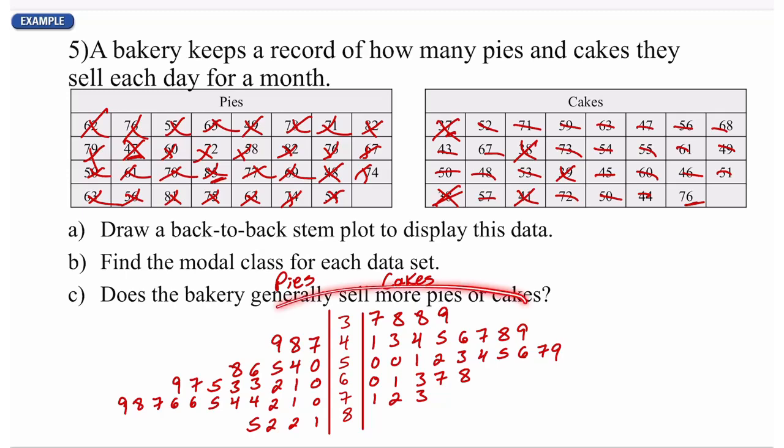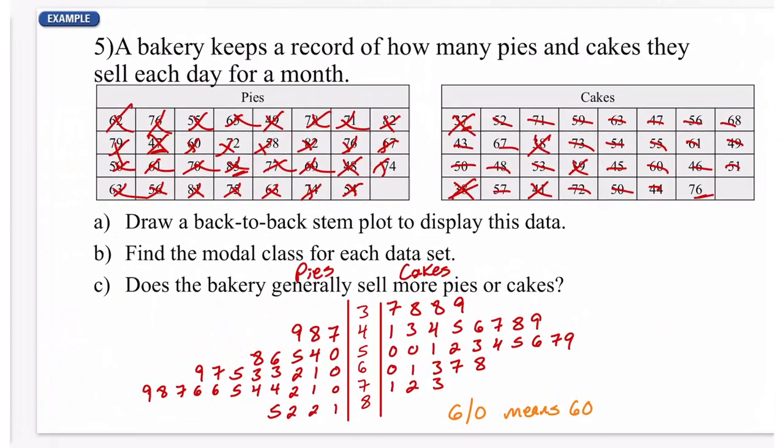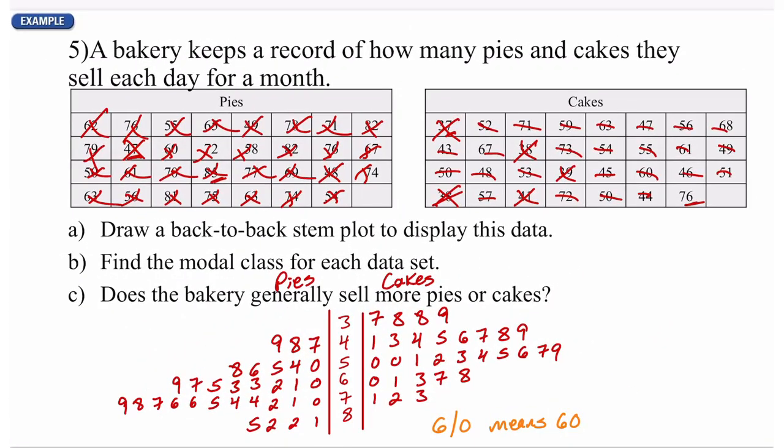Okay, I finished my back-to-back stem and leaf plot. One thing I haven't quite written yet is the key. So we can just say something like 6|0 means 60. Just some sort of a key or scale so that the reader knows what these numbers represent. And of course, it would be more important, especially if I had more space, to label the cakes to the right-hand side of that vertical line and the pies to the left.